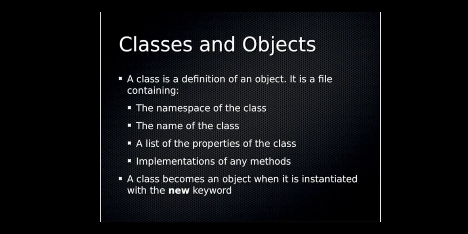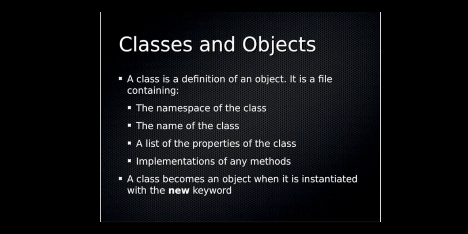So what is a class? A class is a definition of an object. It is a file which includes the namespace of the classes, the name of the class, a list of the properties of the class, and the implementation of any methods.